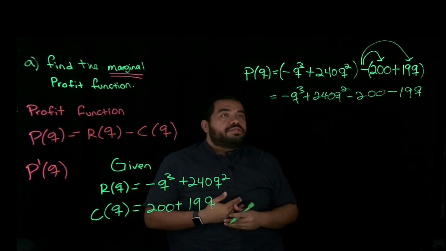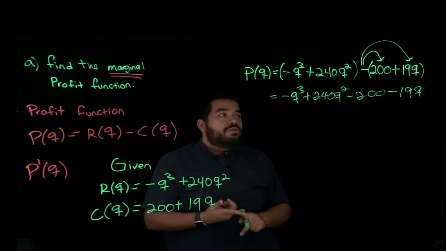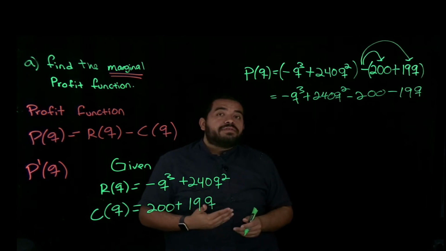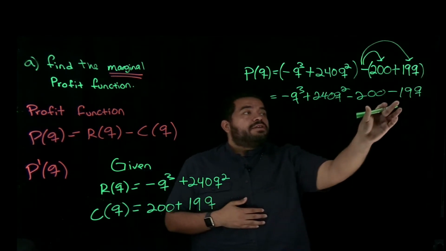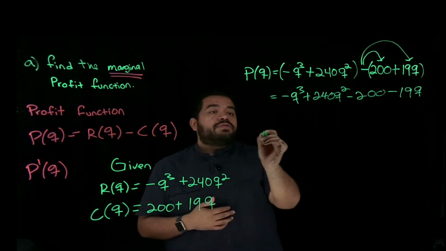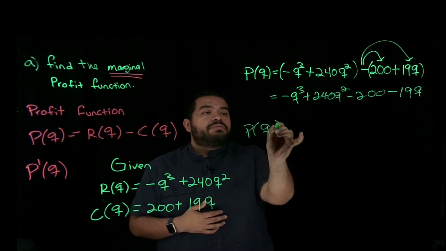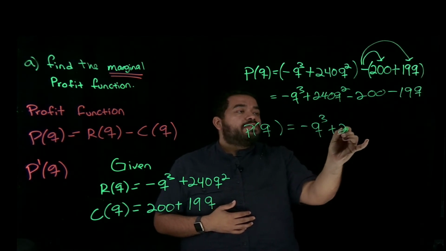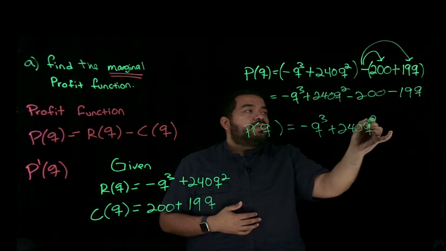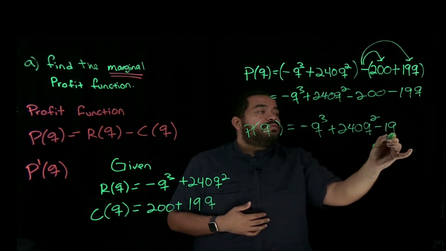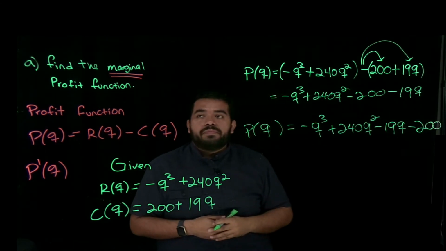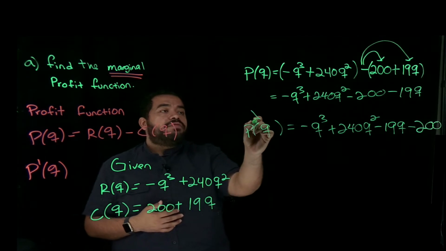Now, do we have any like terms here? Well, looking at this, we do have Q's, but if you look at other terms that contain a Q, they have different exponents. So for that reason, we don't have any like terms that we can combine. But what I can do is maybe flip this to here so that I have it in order. So just to make it easy on us, I have P of Q is equal to negative Q to the third power plus 240 Q squared. Again, I'm going to move this here so that I have all my Q's in descending order. And finally, my constant over here. So now we have the profit function.